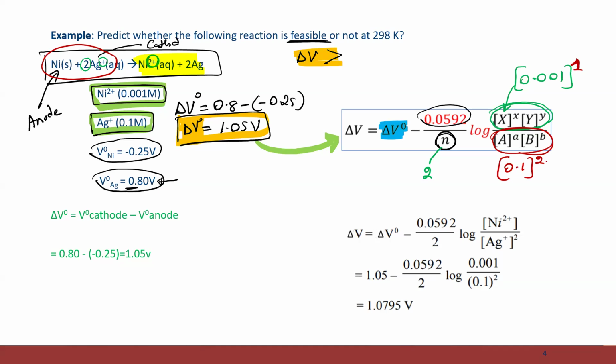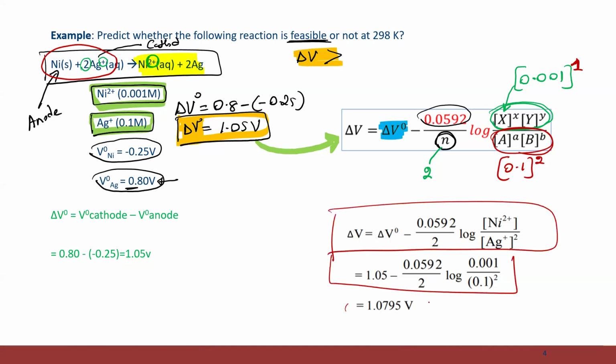No questions? So when you put all these numbers in your calculator, you can have a look. Just put the numbers in the calculator. We should get 1.0795. Now we can say this is more than 0, so it is feasible. Does that make sense?